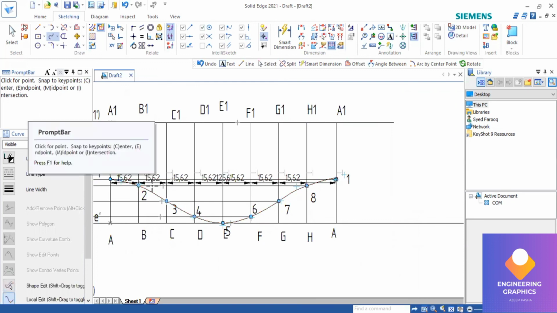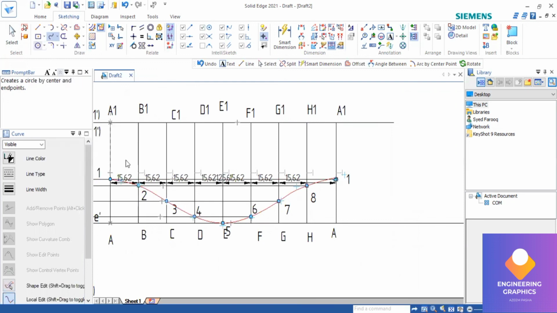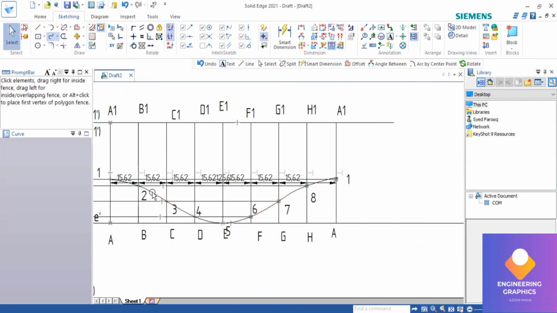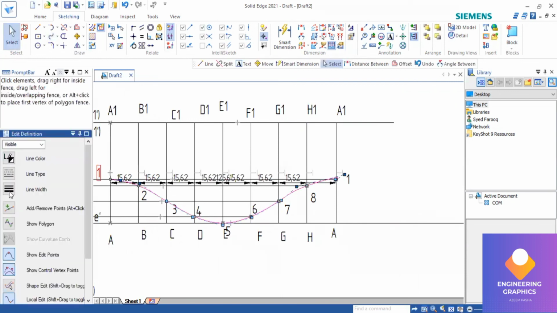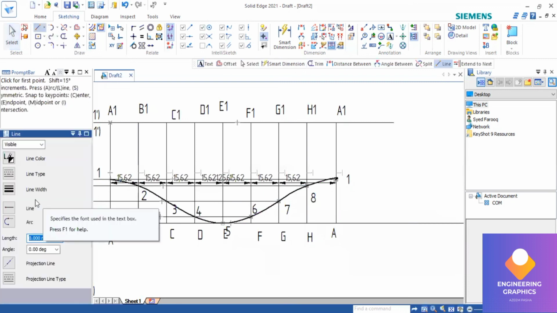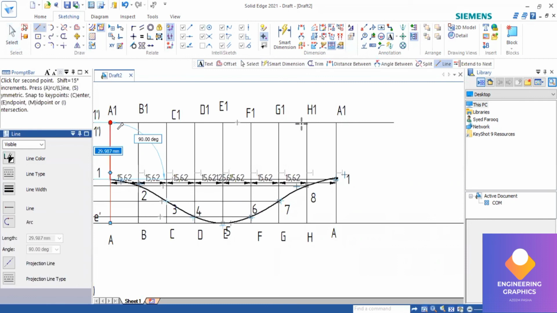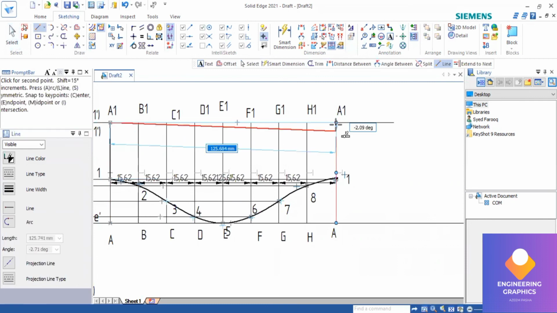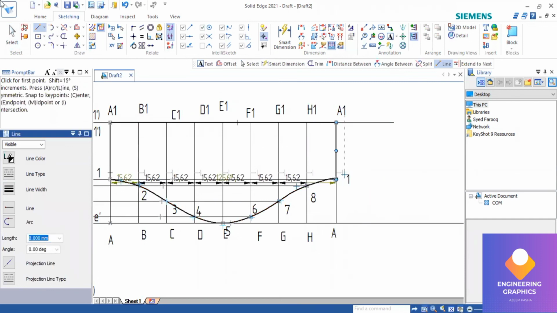I'll select the thick line. Okay, so this completes the problem. This completes the vertical chimney problem.